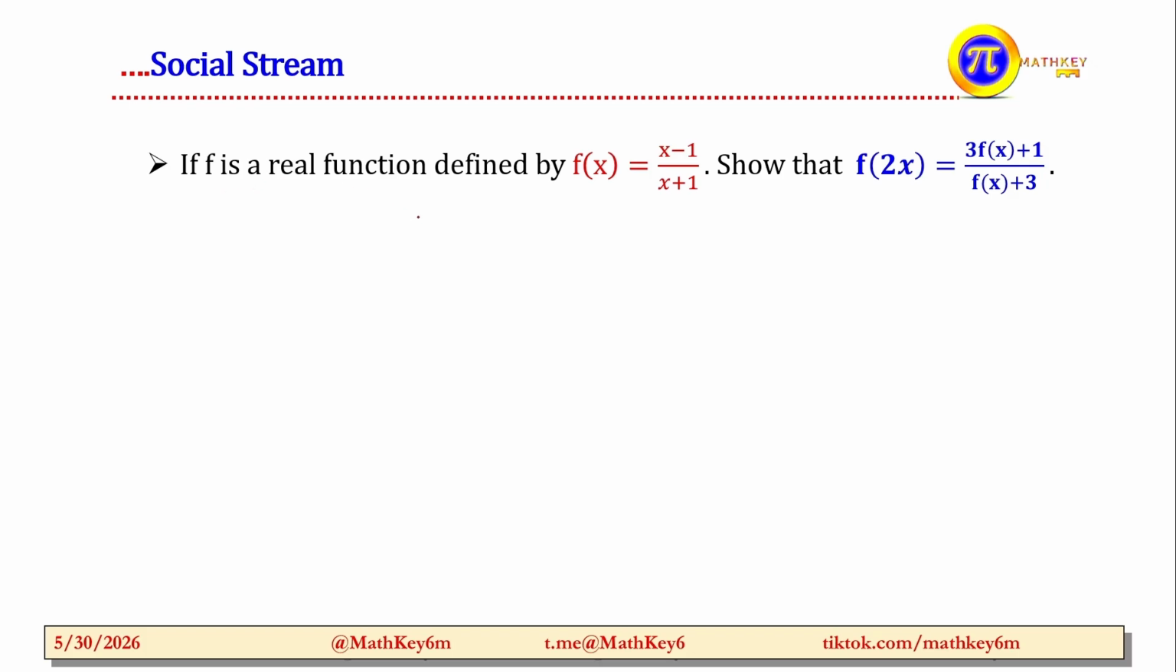If f is a real function defined by this one, then show that f of g of x equals 3 times f of x plus 1 over f of x plus 3. What is meant by a real function? Real function ማለት ነው ብለናል.